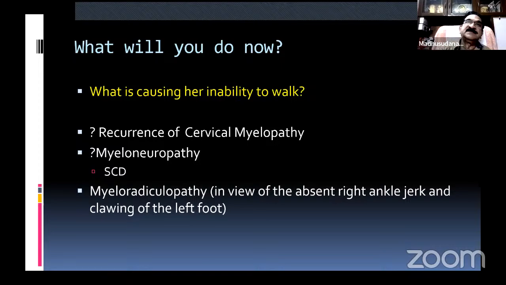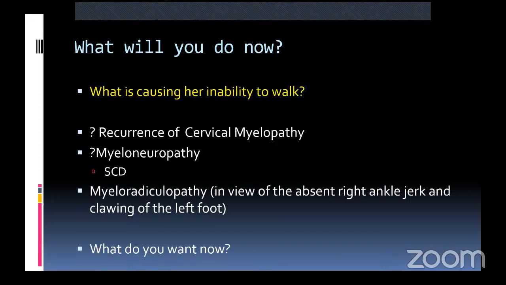Why has the weakness come now? The same lesion has progressed, or a new lesion has come somewhere. It may not necessarily be compressive, maybe myeloneuropathy, only 2 weeks duration. Myeloradiculopathy, because the previous lesion remained quiescent for 9 years, how should it suddenly increase in 2 weeks? That's also something very odd. So you have to think out of the box, think of other etiology, need not necessarily be compression. Okay, what do you want now?